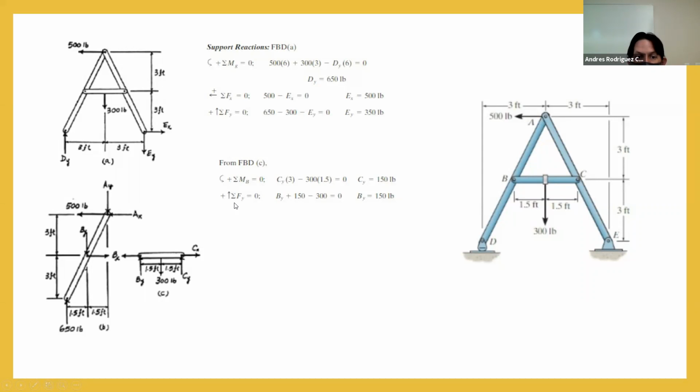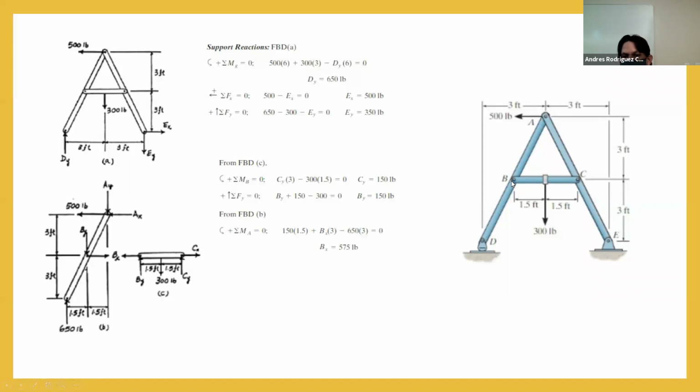After that, we can obtain the vertical reaction in B, just solving the same equation that we already have, but in forces. So we got a force in B, a force in C, and the load that is applied in here. So after all the calculation, we can obtain By.